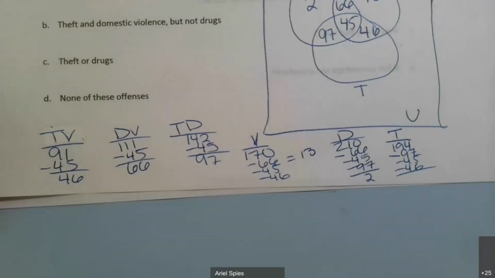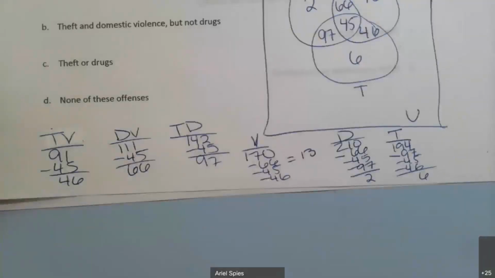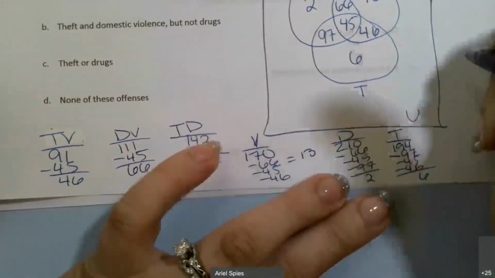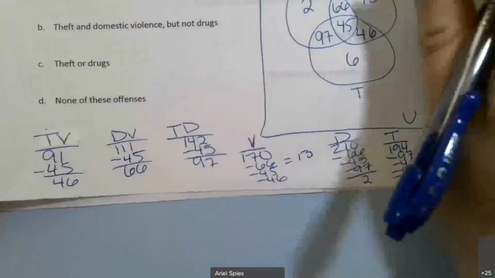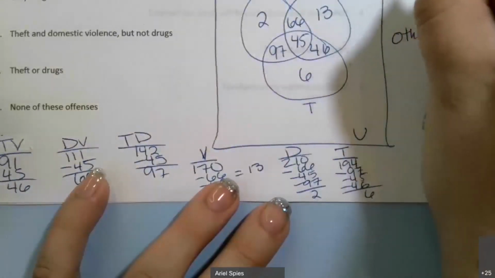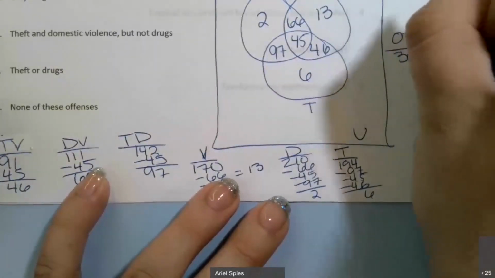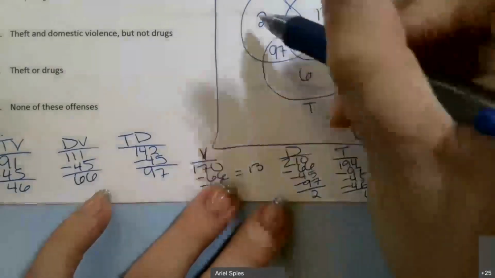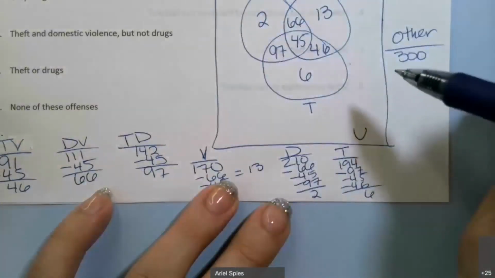So does anyone have a theft only number for me? 6. Yeah, 6. Okay, then all I'm missing is the number of people who did other kinds of crimes. So this one is the longest piece. There were 300 people in this jail. I'm going to take 300 and then subtract all of the numbers inside the circles.